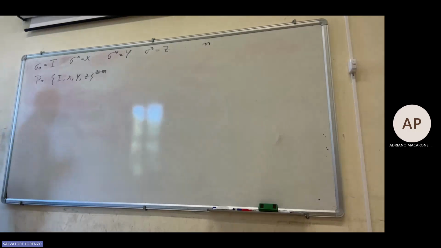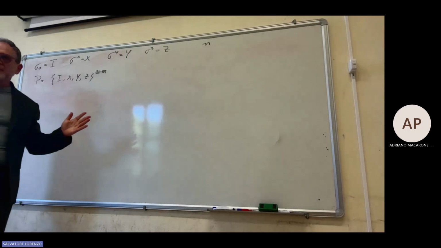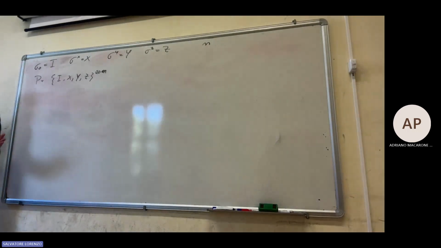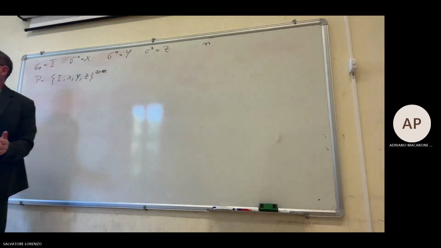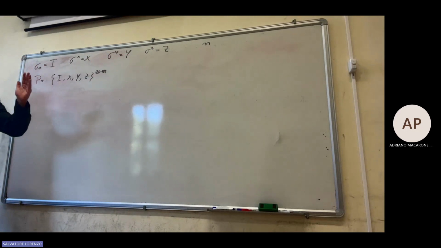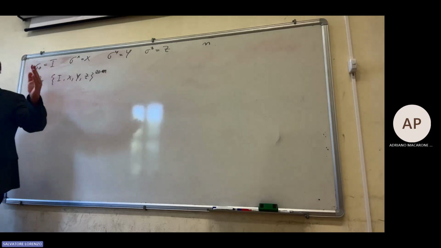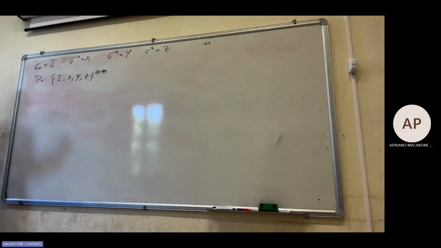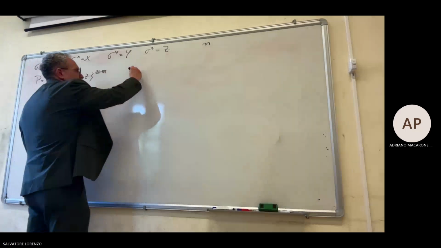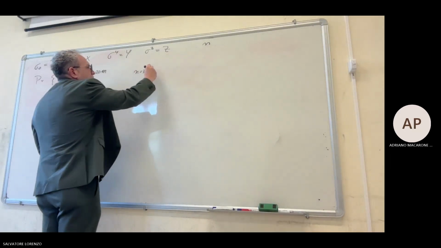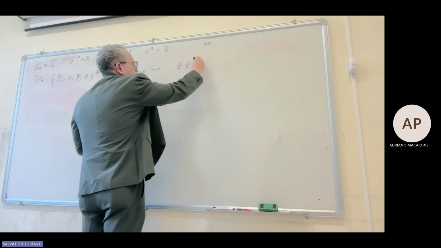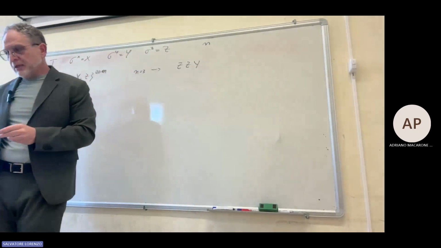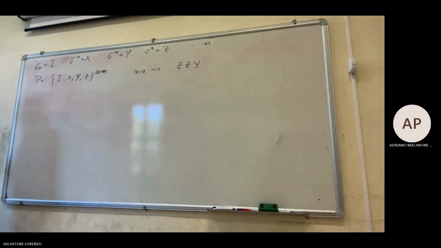So what does it mean? It means that we consider a string made by n operators. All the operators are one of these 4. The first acts on the first spin, the second acts on the second spin, the third acts on the third spin, and so on and so forth. So for example, if we have n equal 3, a typical string can be Z, Z, Y. That is a string.